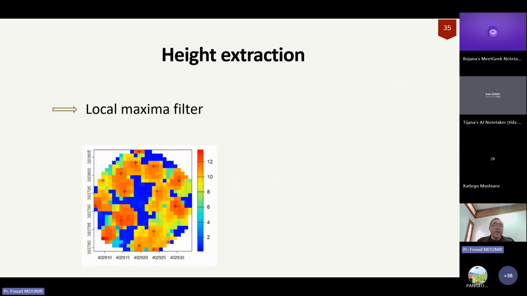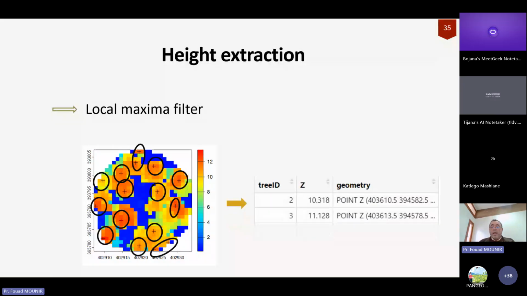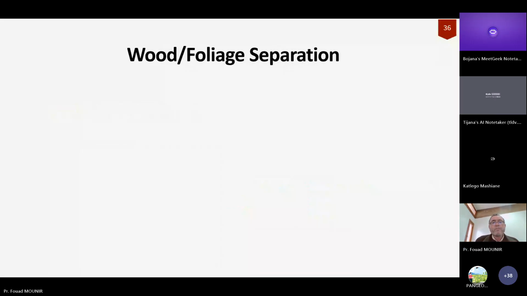You see in this graph that all the trees have been well identified, and we could also identify the ID of each tree and also its localization in the field.